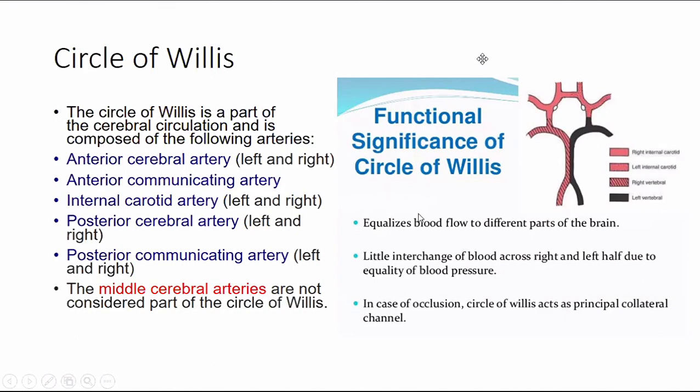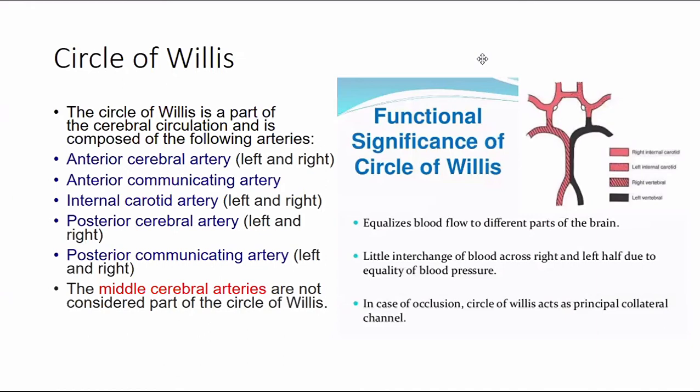Now, functional significance. The circle of Willis equalizes blood flow to different parts of the brain. It allows blood that enters either the internal carotid artery or the vertebral arteries to be distributed to any part of both cerebral hemispheres. You can see this picture, and in your book, I think it's in page 481.